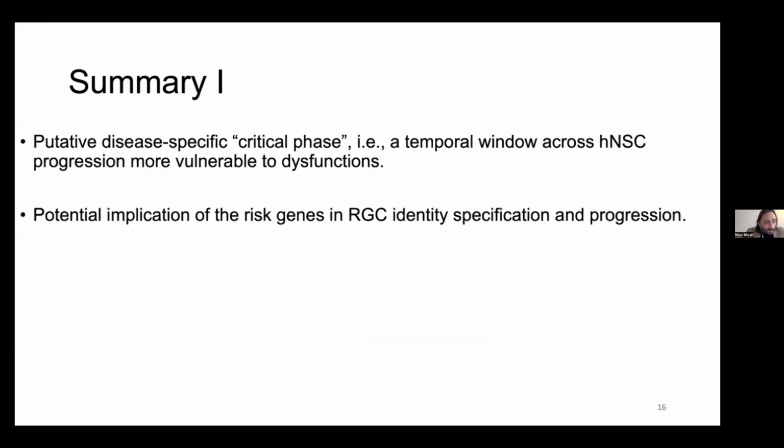So just to give you a quick summary of this first part, we reveal putative disease-specific critical phases, which are temporal windows across human neural stem cell progression, which may be more vulnerable to dysfunctions. And there is a potential implication of the risk genes in regional cell identity specification and progression.